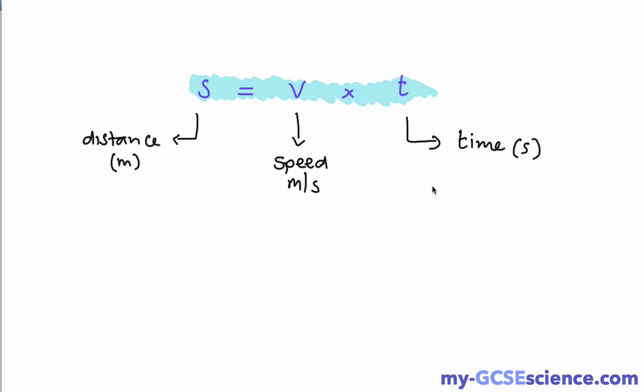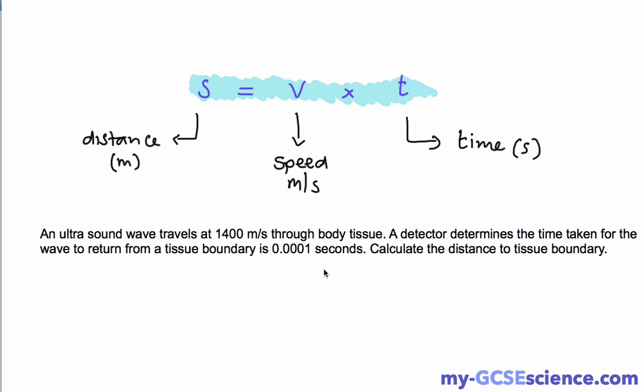And just to give an example, here's a little problem that you might be given to work out. So we have an ultrasound wave that travels at 1400 meters per second through body tissue. A detector determines the time taken for the wave to return from a tissue boundary is 0.0001 seconds. Calculate the distance to the tissue boundary.